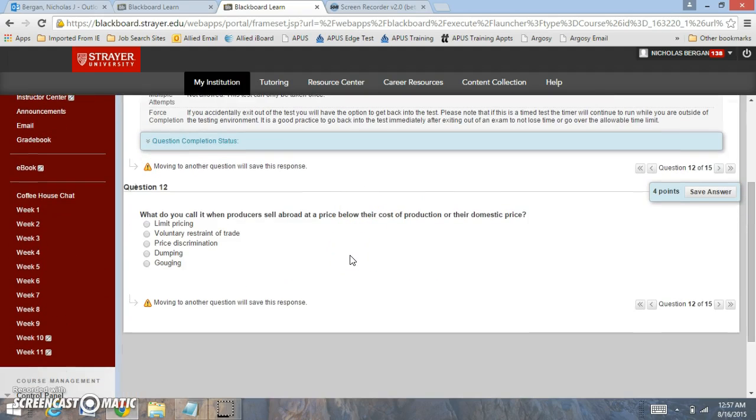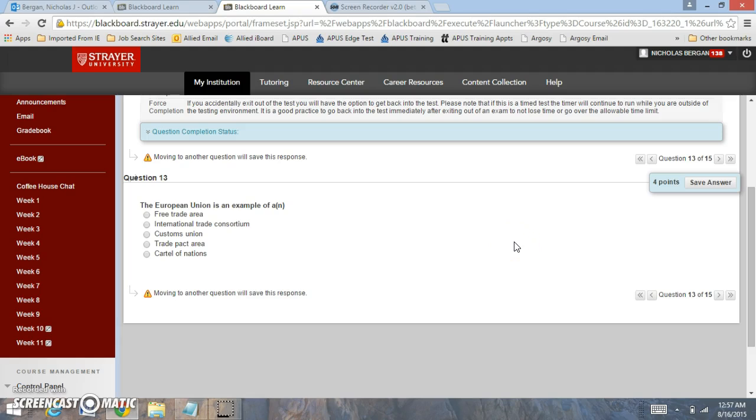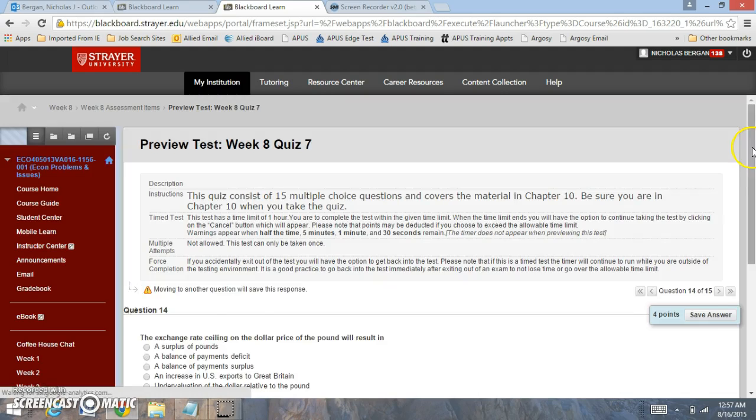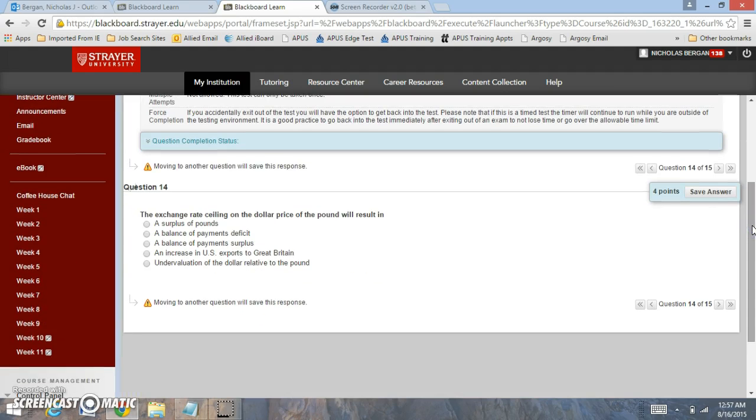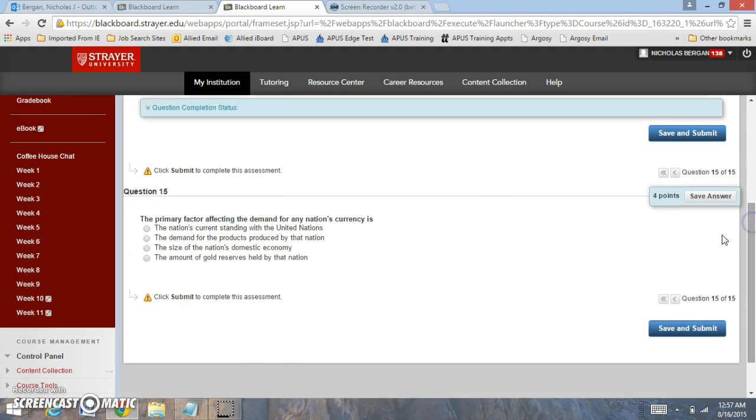What do you call it when producers sell abroad at a price below their cost of production? This is a very difficult thing that countries will be facing because it's hard to measure the cost of production. The European Union, example of what? The exchange rate ceiling on the dollar price of a pound. What will it result in? What does it stand for, a nation's currency? Out of these that are listed, what is the primary factor?